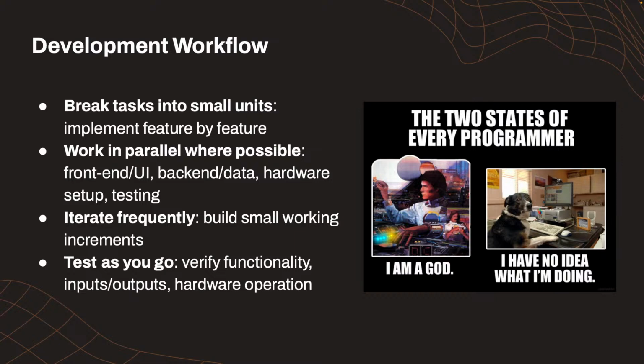And of course, you have to iterate frequently, so try to build small working increments. So don't try to make one giant pull request at the end, because that's not going to end well with all the merge conflicts. And of course, try to test as you go. So if it's a website, try to have a development window so you can have the website preview, or if it's hardware, make sure you try to test your code physically. Try to verify that what you have so far actually works, and try different inputs and outputs, different user flows, so you don't have to test at the end.